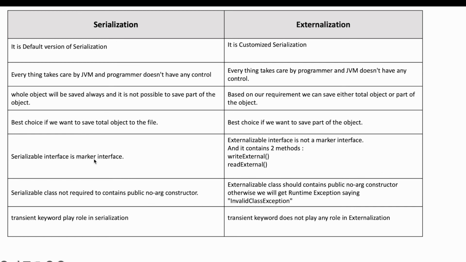The Serializable interface is a marker interface, that means it does not have any methods. Externalizable is not a marker interface. It has the writeExternal and readExternal methods. A serializable class does not require a no argument constructor to do the serialization. As we saw, externalization requires the no argument constructor. If you don't have a no argument constructor, it will give invalid class exception. In serialization, the transient keyword plays a role, but in externalization, it won't play any role, even if you define the transient keyword for the properties.